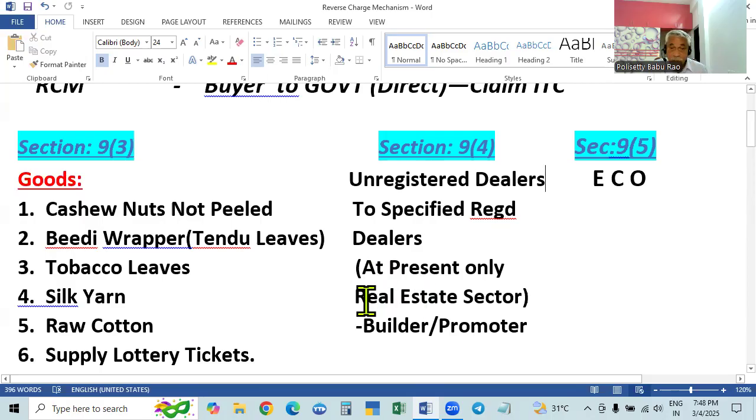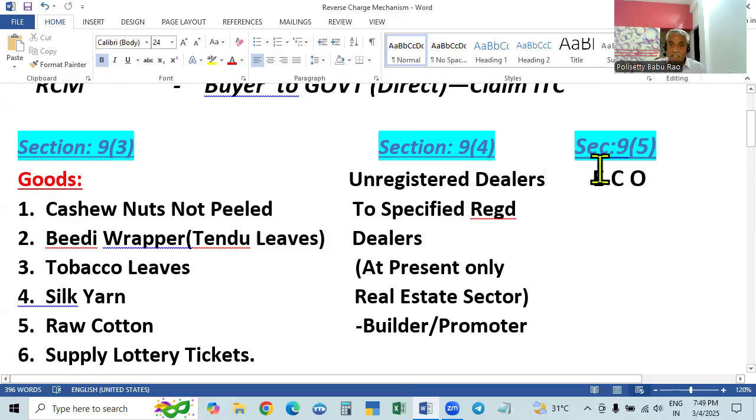It is applicable only to the real estate sector, the builder or promoter. Builder is also called promoter. We call them builder, but in the Act it is given as promoter. So the builder or promoter in the real estate sector, that is, one constructing buildings, either residential or commercial, and selling them, is called a builder or promoter, and must be registered. A real estate dealer or builder definitely has to get registration. So this 9(4) is applicable only for the real estate sector, builder or promoter.